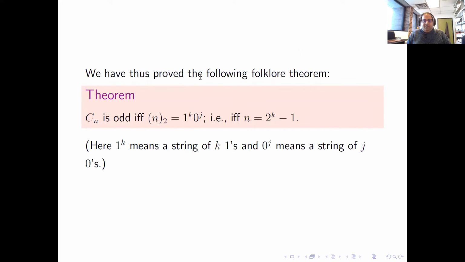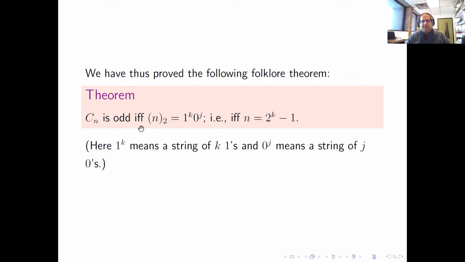So this gives me a theorem, right? The Catalan numbers Cn are odd whenever n in binary looks like just a string of 1s, followed by a string of 0s, but those 0s don't count, right? Remember, it's least significant digit first.